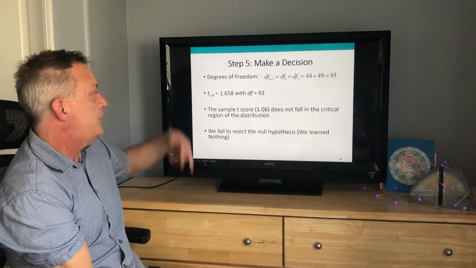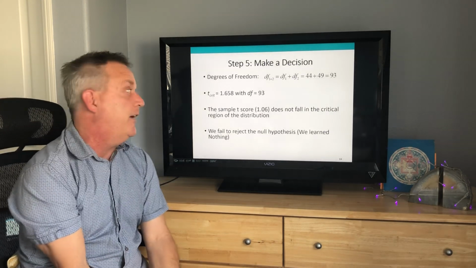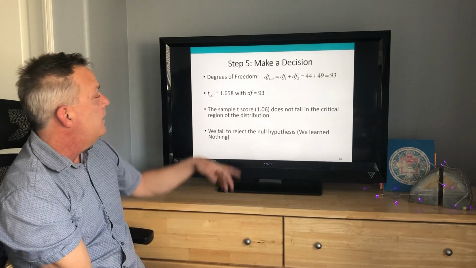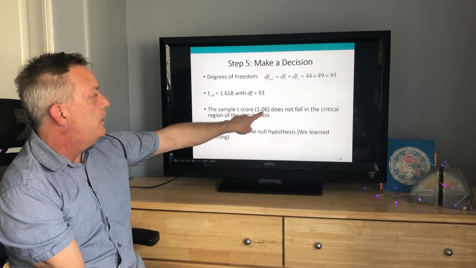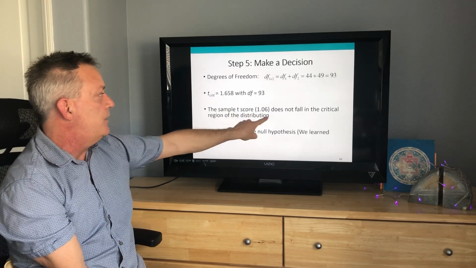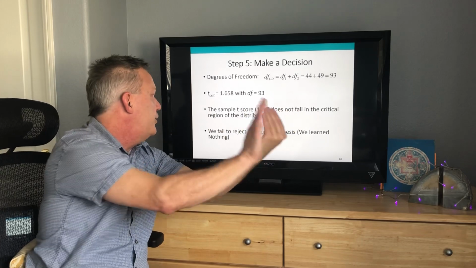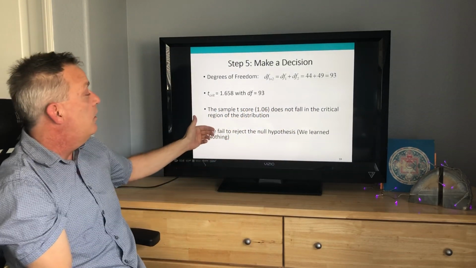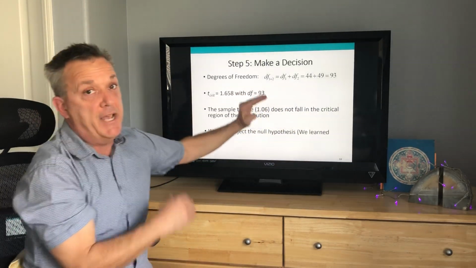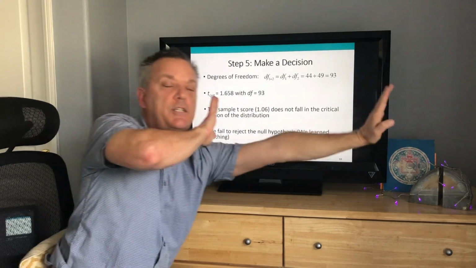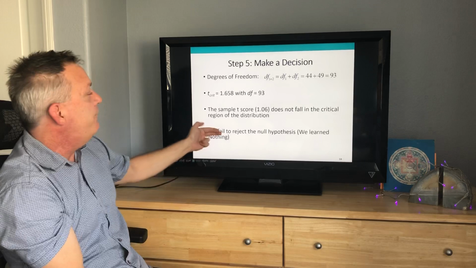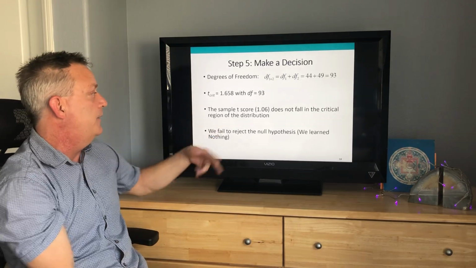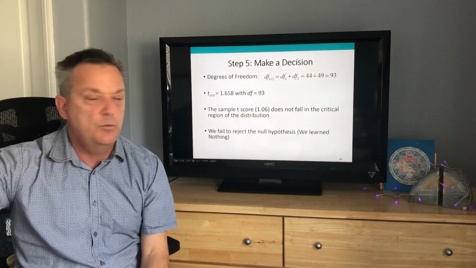And our t-test showed us that at the 0.05 probability level, the sample score of t of 1.06 is not greater than that, so it doesn't fall in the critical region, right? So what we say is we can't reject the null hypothesis. It didn't go into that critical region. We fail to reject the null hypothesis, and what I like to say is we learn nothing.